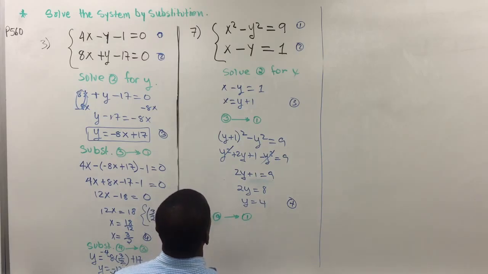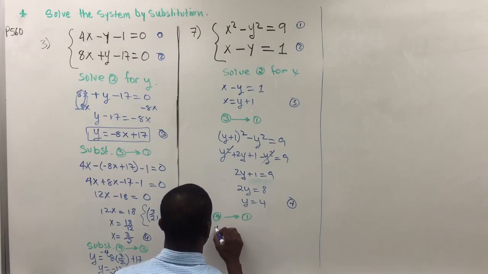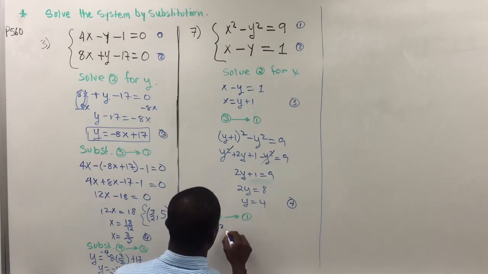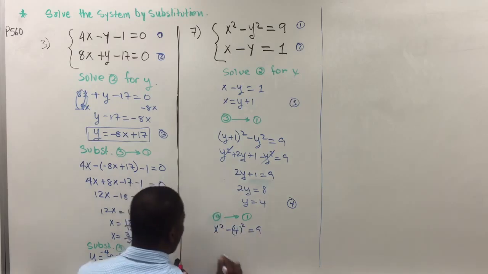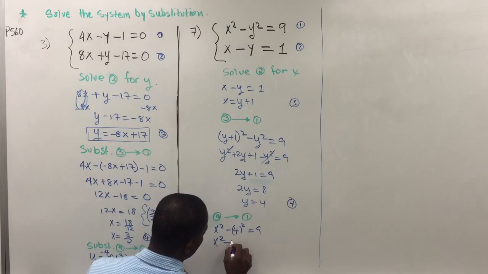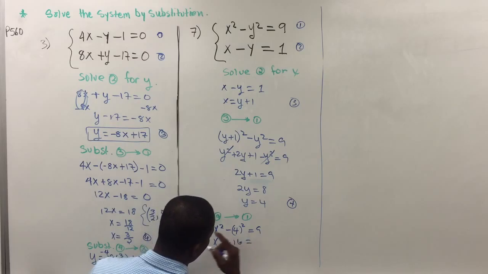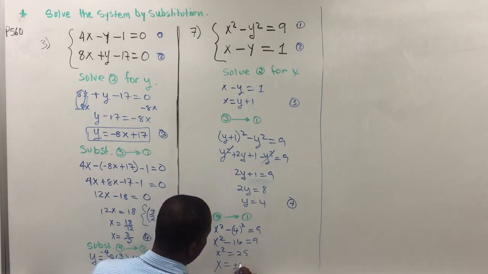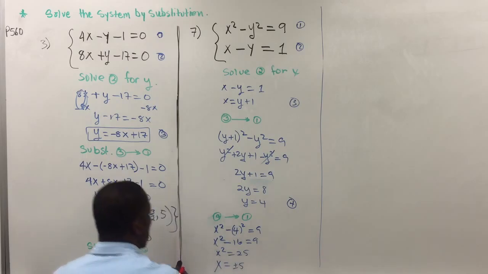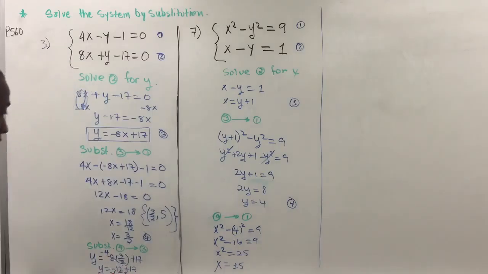That will give us x squared minus 4 squared equal to 9. That will give us x squared minus 16 equal to 9. Add 16 on both sides. X squared equals 25. X equals plus or minus 5.